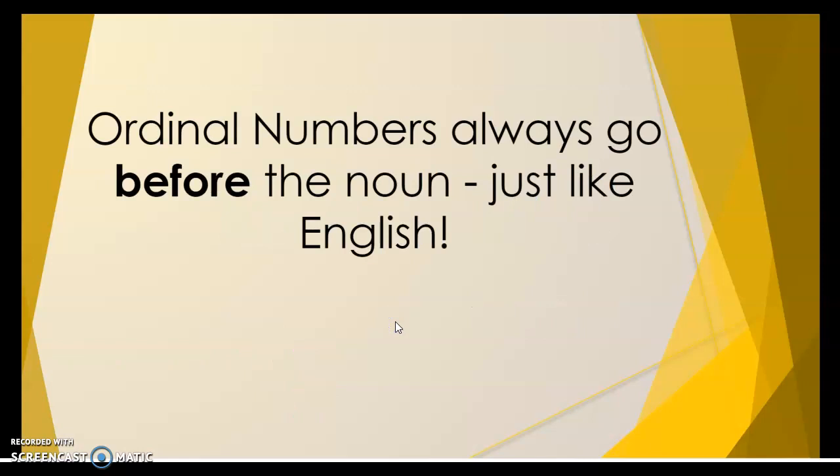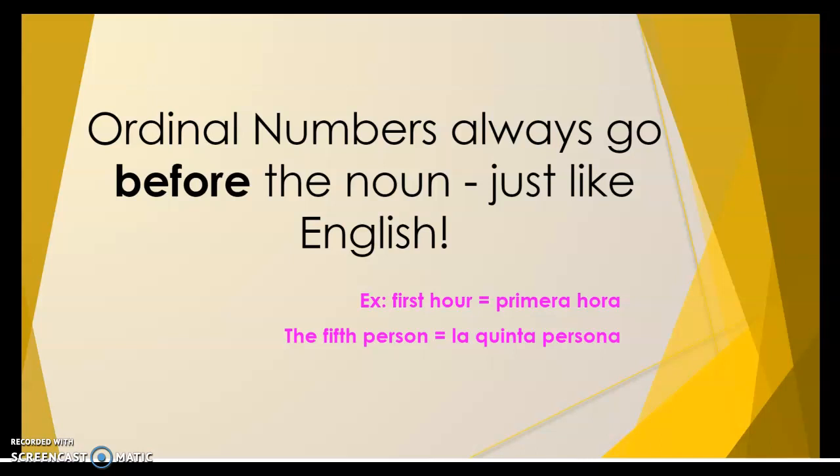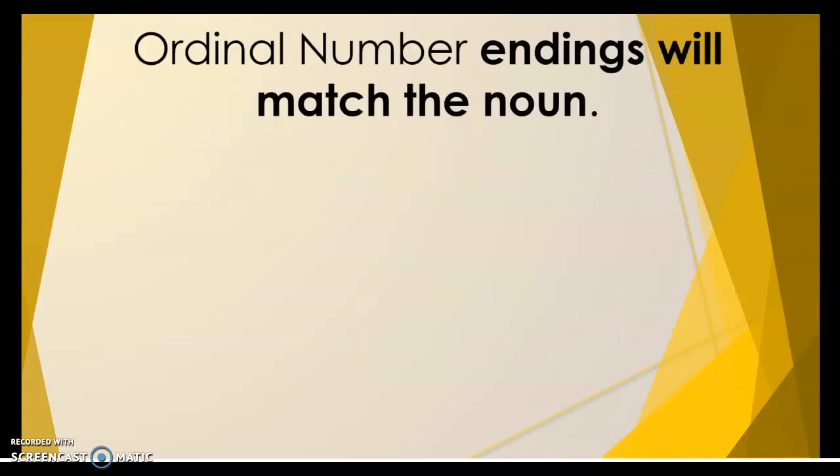All right, now ordinal numbers always go before the noun, just like English. This is one of the few times where it's identical. For example, first hour is primera hora. The fifth person is la quinta persona. So you can see how that's working. So you're going to want to make sure that you jot that down. The ordinal numbers always go before the noun, just like English. And ordinal number endings have to match the noun that you're talking about. So let's take a look and see what I mean.